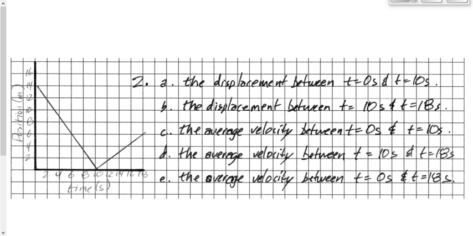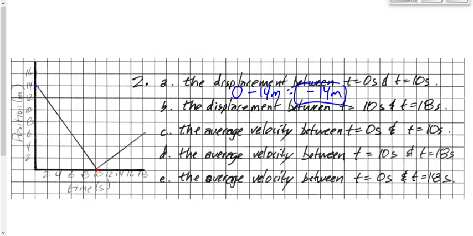Second question on that worksheet, the displacement between 0 and 10. Well, my position at 10 is 0. My position at 0 is 14. So I'm going to say my change in position is 0 minus 14, which is negative 14 meters. Does it make sense why it's a negative value? It's a negative value because your position is decreasing, right? So your displacement will be a negative value.